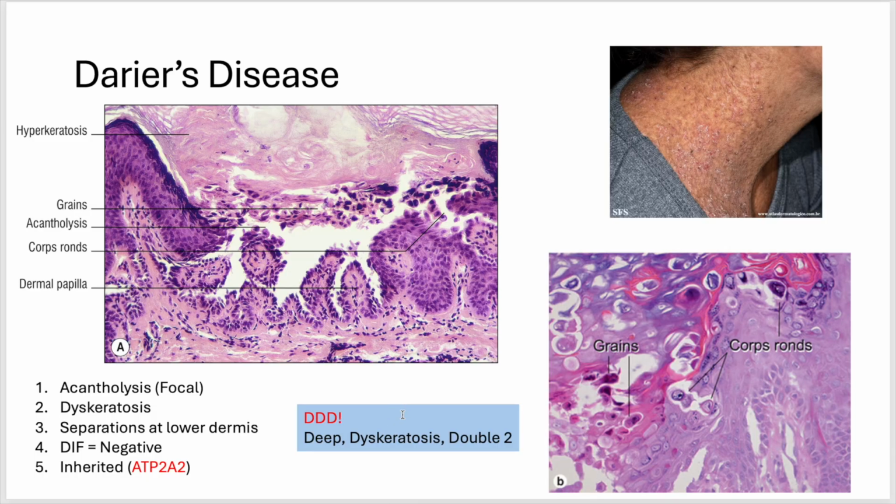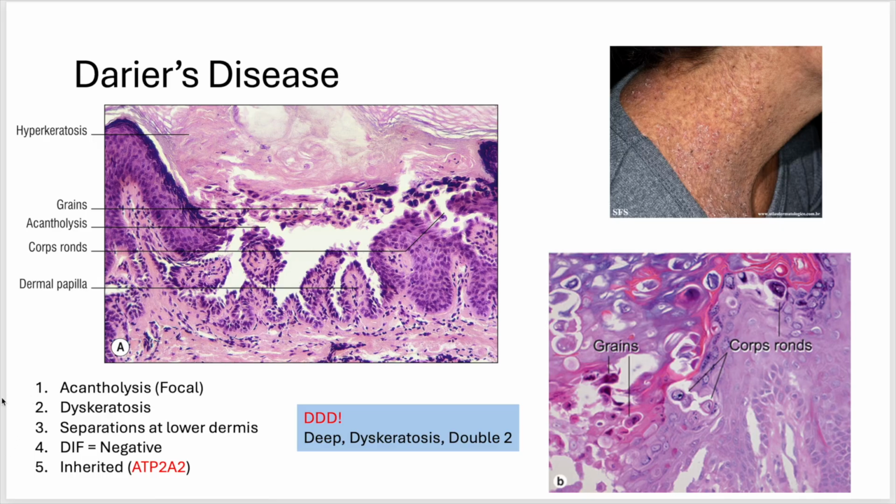A very helpful mnemonic for me is the DDD. Darier's disease has 2 Ds, and it has 3 Ds. One is deep, because the separation is usually deep, and we will see abundant dyskeratosis. And the other one is a stretch. You see ATP2A2 means there are double 2. That is how I remembered. And clinically, these lesions are usually greasy, warty papules, often on the chest, back, or neck. And if you do the direct immunofluorescence, it is negative.